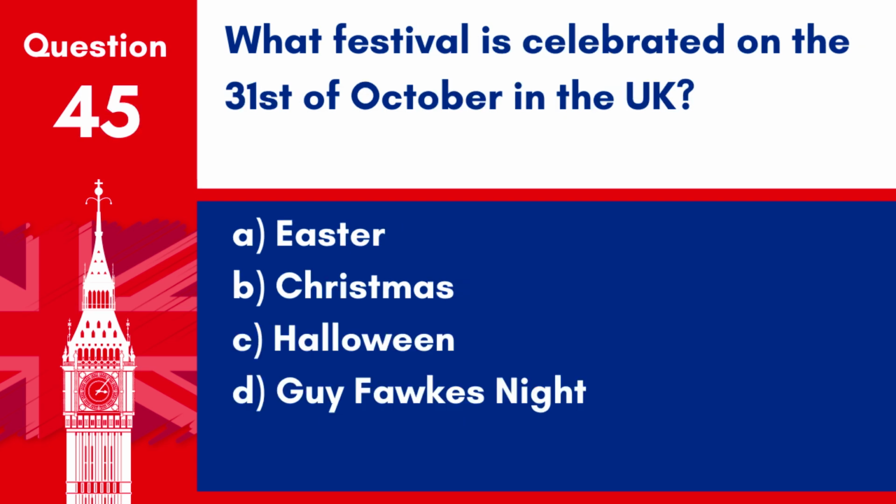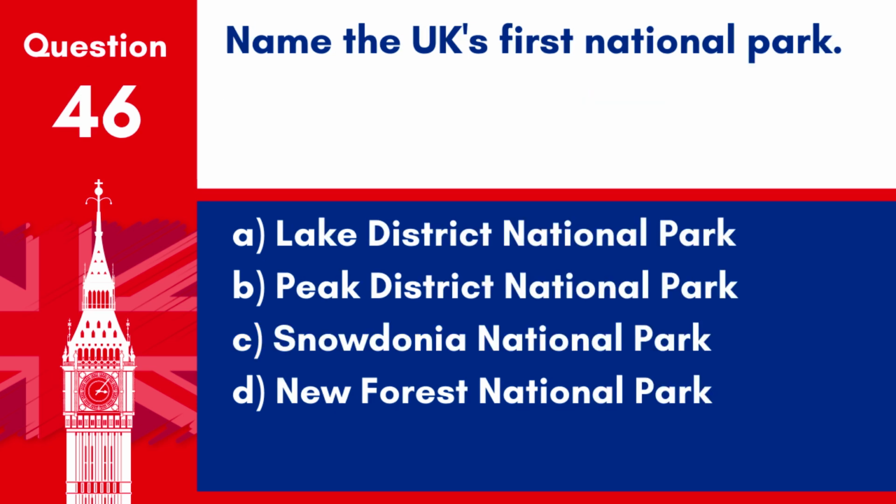Question 45. What festival is celebrated on the 31st of October in the UK? A. Easter. B. Christmas. C. Halloween. D. Guy Fawkes Night. Answer: C. Halloween. Halloween is celebrated on the 31st of October in the UK, with traditions including costume parties, trick-or-treating, and pumpkin carving.